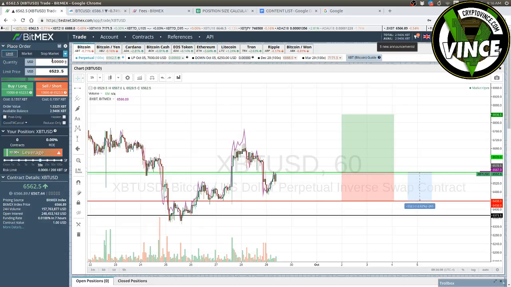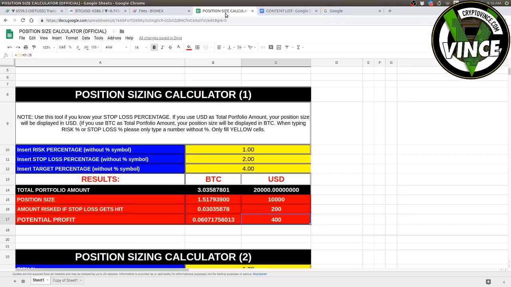The point of leverage in BitMEX is so you can take multiple positions. So you've got a $10,000 portfolio. Well, no, actually, in this example you had a $20,000 portfolio, didn't you, Vince? Yeah. What's your cost? Can you go back to your position size spreadsheet? Yeah, this one.